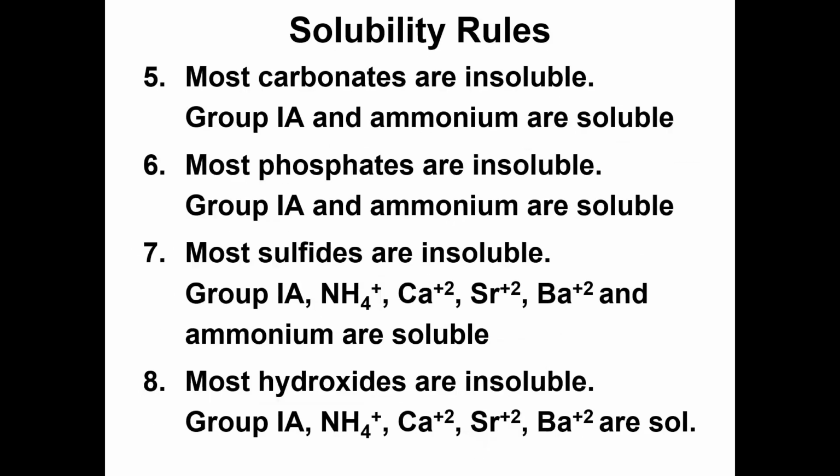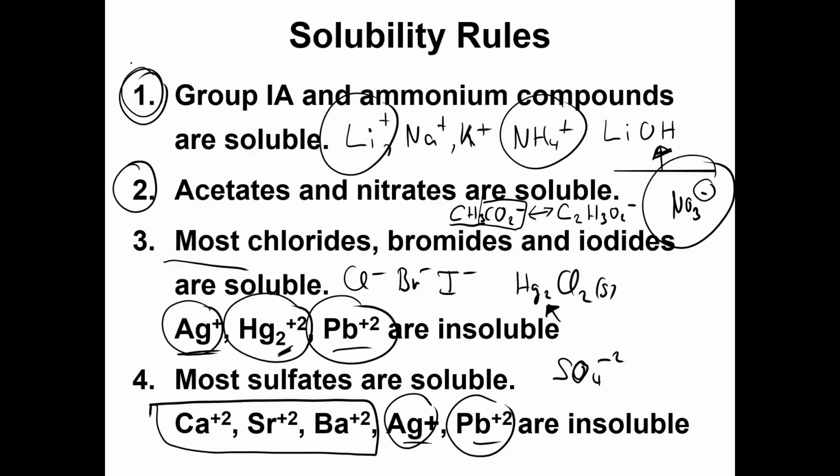And then we have a whole bunch of insoluble ions. The carbonates are insoluble, the phosphates are insoluble, the sulfides are insoluble, the hydroxides are insoluble, right? So those are all insoluble. And look, every time, it's going to be that group 1A and ammonium rule 1 that's going to be the exception.